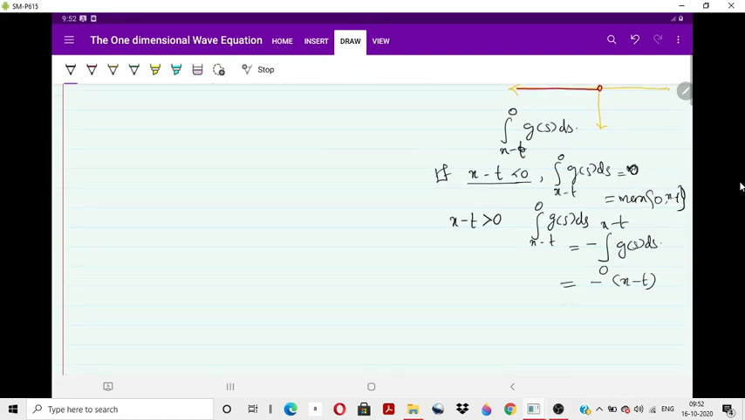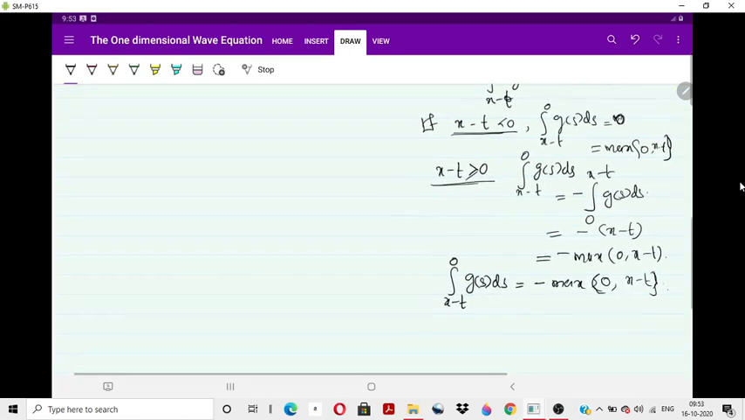That means minus of maximum of 0 comma x minus t. So in both cases, when x minus t is either less than 0 or greater than or equal to 0, in both the cases we can write the integral from x minus t to 0 of g of s ds in general as minus maximum of 0 comma x minus t. Okay, we can write like this.